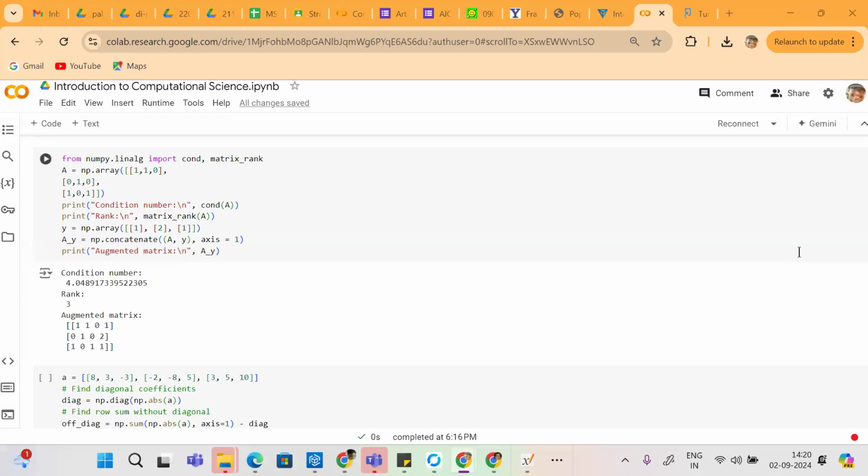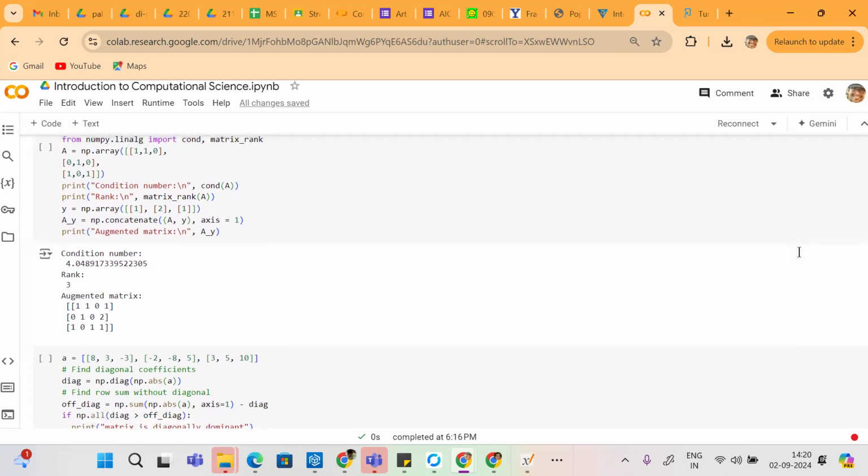Okay, so you have the matrix A over here. I am importing COND and matrix rank. Rank of a matrix I will not define; I will define it in the next class, but don't worry about it. So this is the matrix A for you, and if you want the condition number of the matrix, COND A, nothing else, it is giving you 4.04 something.